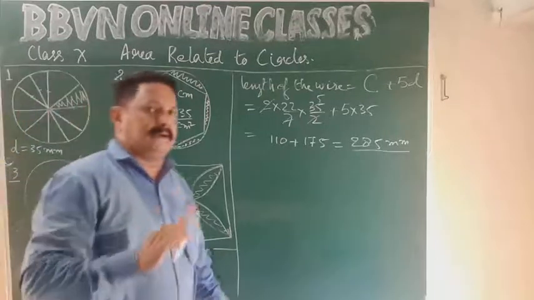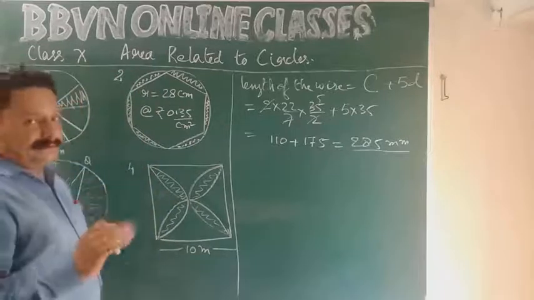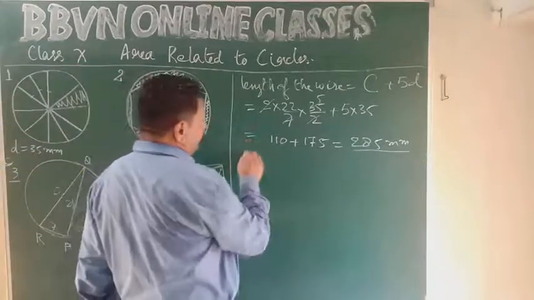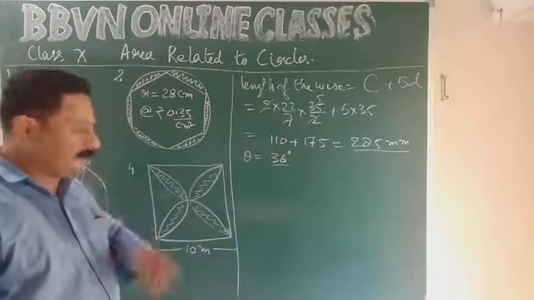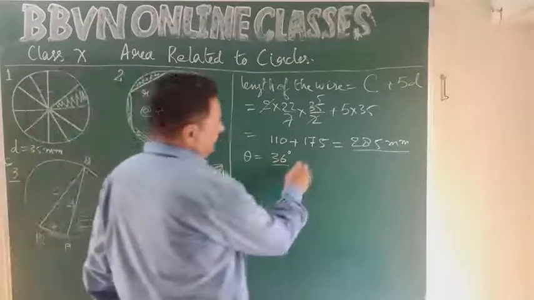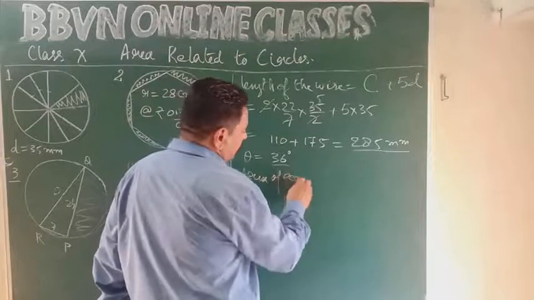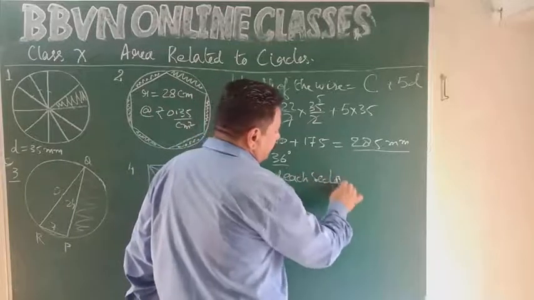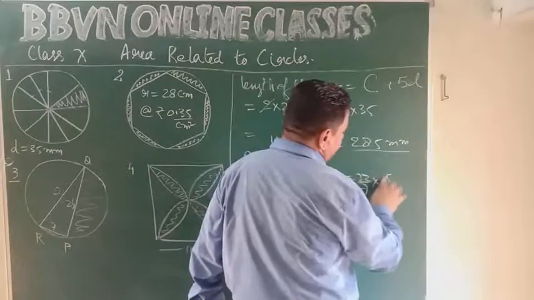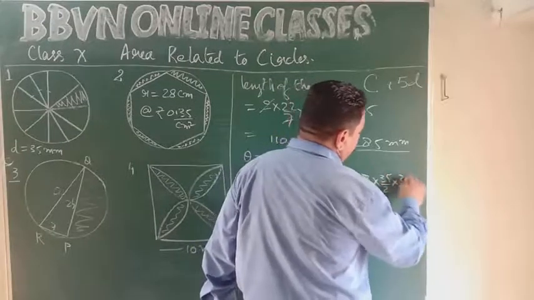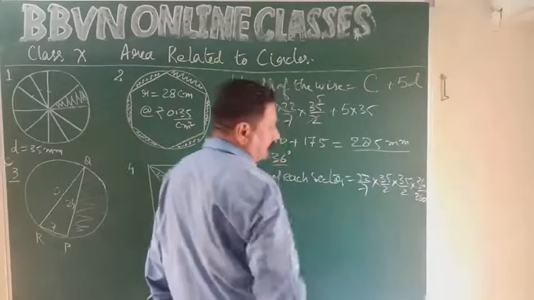Now the question says find the area of each sector that has been formed. So there are 10 equal sectors. The entire angle at the center is 360 degrees. 360 divided by 10, theta becomes 36 degrees. Now area of sector is pi r square theta upon 360. So area of each sector is 22 by 7 into r square, that is 35 upon 2 into 35 upon 2 into theta 36 upon 360, right?